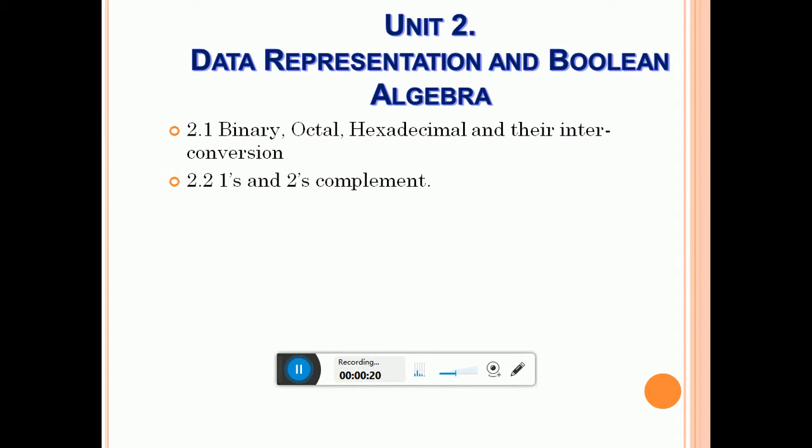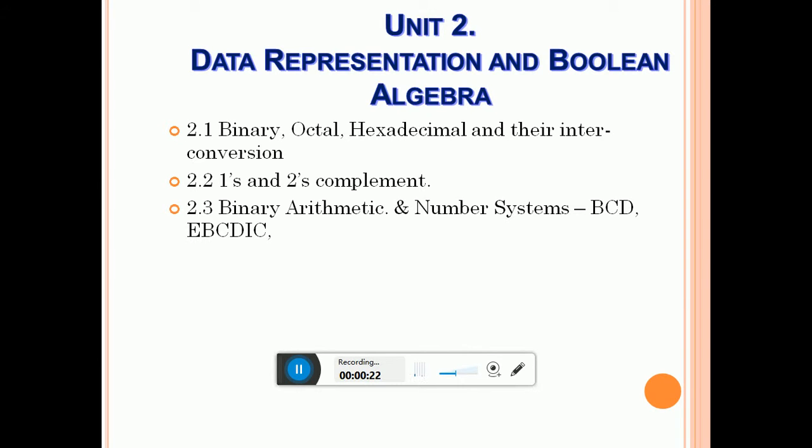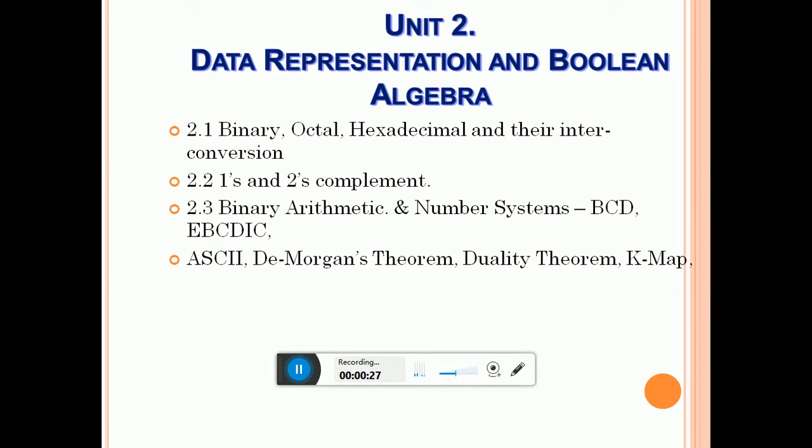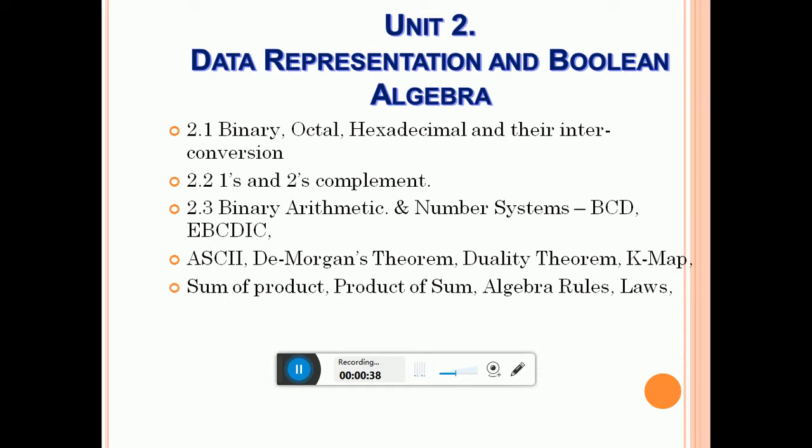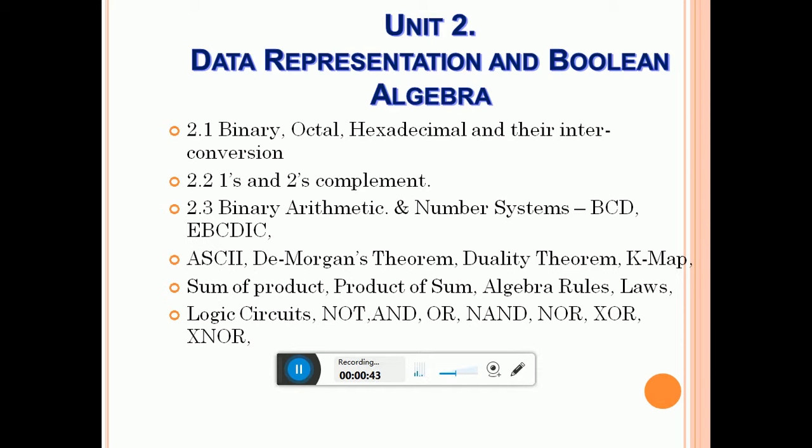In this unit, we will be discussing number system, binary, octal, hexadecimal and their interconversion, ones and twos complement, binary arithmetic and number systems with BCD, EBCDIC, ASCII, De Morgan's theorem, duality theorem, K-map with sum of product and product of sum, algebra rules, laws, and finally we will be learning how to draw the logic circuits by making use of logic gates such as NOT, AND, OR, NAND, NOR, XOR and XNOR.